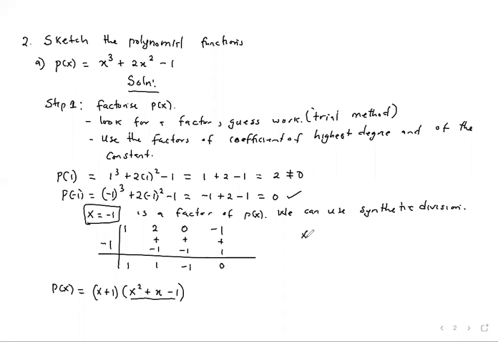So because now our step two is to equate the factorized p(x) to 0.